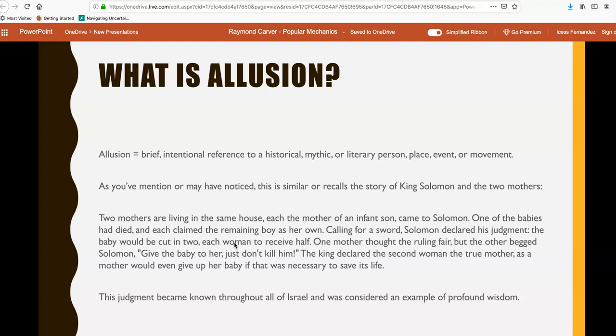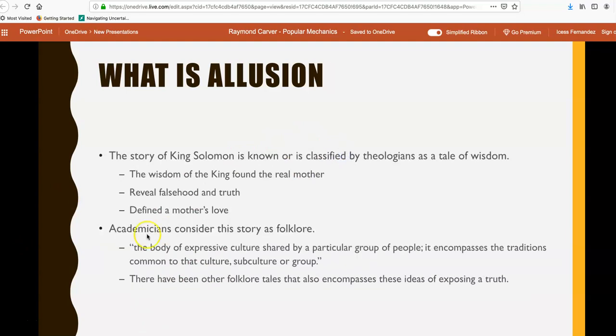And so we have almost physically the tugging of a child in the story. This is the King Solomon story turned on its head. And so the idea of this King Solomon story is classified by theologians as a tale of wisdom to reveal a false truth, to define what it means to be a mother and what a mother's love is.